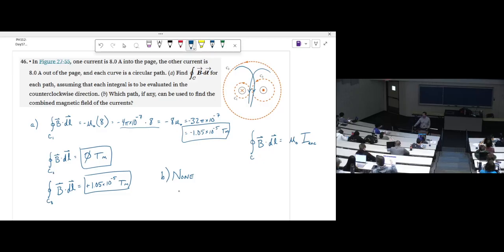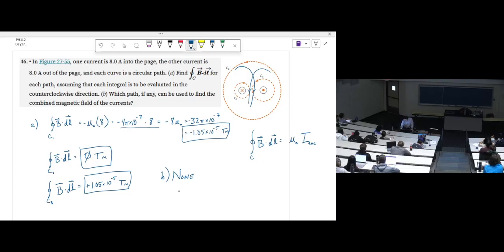But what could you do instead if you wanted to find the magnetic field at any given location here on the map? If I wanted to know the magnetic field at any given point, I can't use C1, C2, C3 by themselves. What's that? C1 and C3 together. Yeah. The one around each wire you could use.